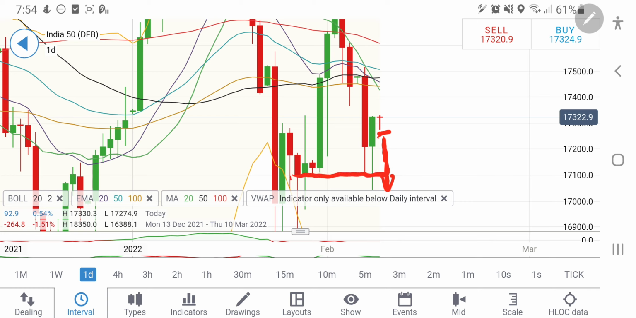Now 17,100 is a very strong support for Nifty 50. Below that it might correct sharply. So with the support at 17,100 and 17,250, somewhere in between you can again enter a long. You can possibly expect it to head towards 17,450. Below 17,250 we have to be cautious with the longs, remember.